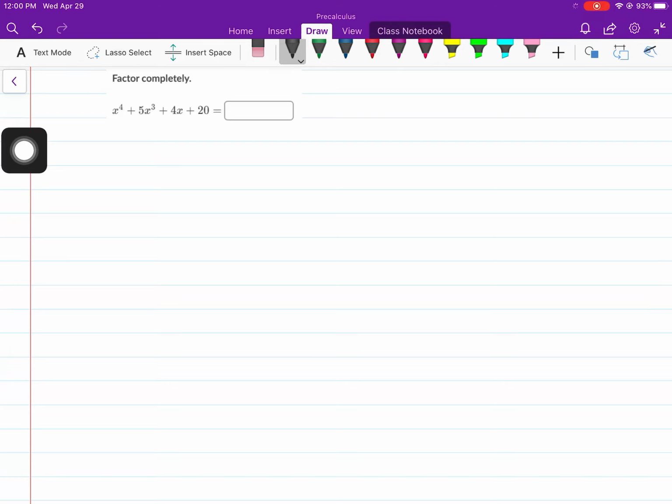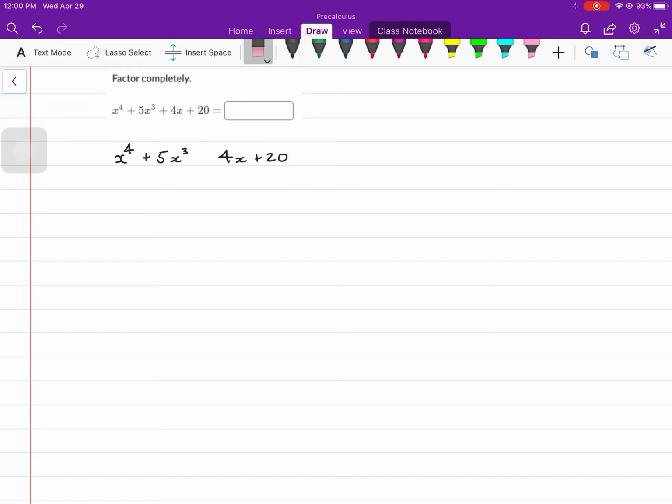So what we're stuck doing here is either using a division method, which like I said in this section we won't see, or we could do grouping. So this one's going to require grouping. So let me show you how grouping works. Really cool method, but if you haven't seen it before, it might take a little bit of time to think about what's going on. So we have x to the fourth plus 5x to the third plus 4x plus 20.